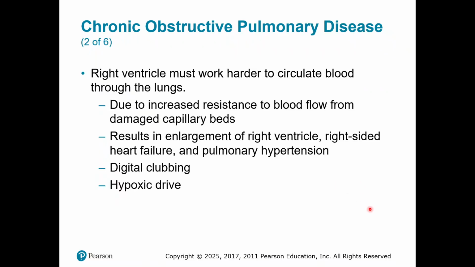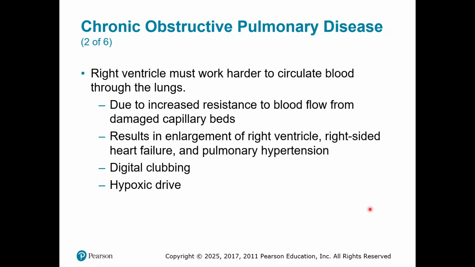The right ventricle works harder to circulate blood through the lungs, and due to the increased resistance to blood flow from damaged capillary beds, this results in the enlargement of the right ventricle, called right-sided heart failure, and pulmonary hypertension. Because the right ventricle, since it was working harder, went to the gym and grew in size. Just like when you work out your biceps at the gym, they get big, right? Your right ventricle is no different.